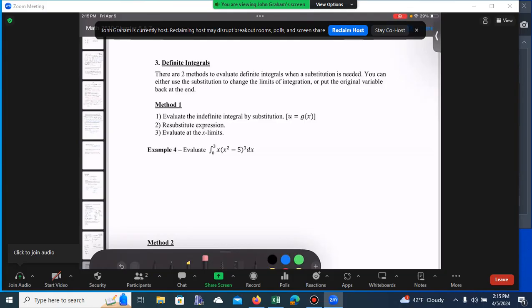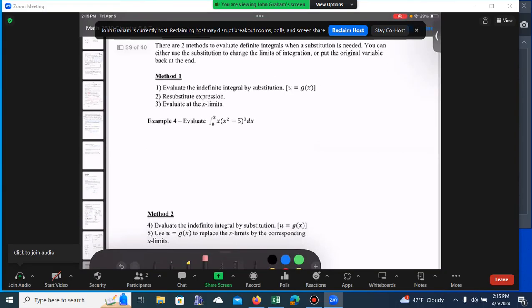So that's one thing to keep in mind. So method one, we're going to evaluate the integral by substitution. In this case, we're going to let u equal x squared minus 5, du equal 2x dx. And we have an x dx outside, so we're going to let du over 2 equal x dx.